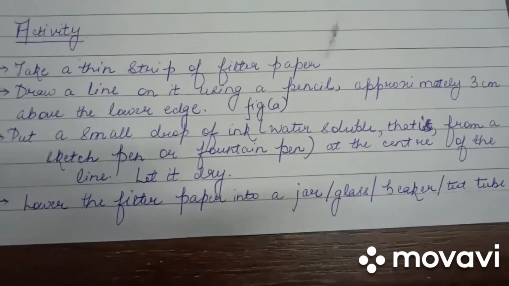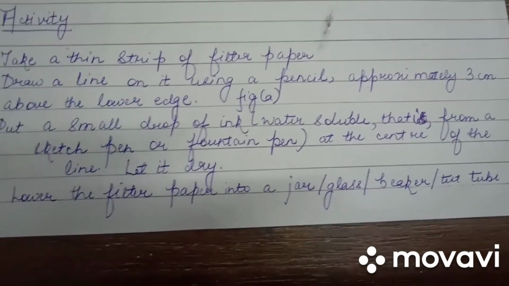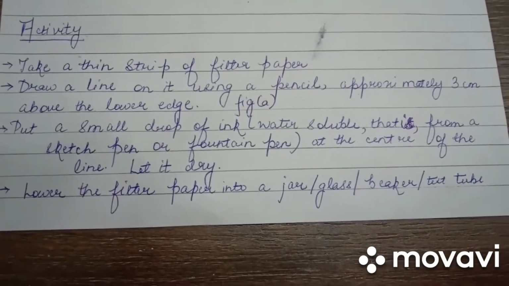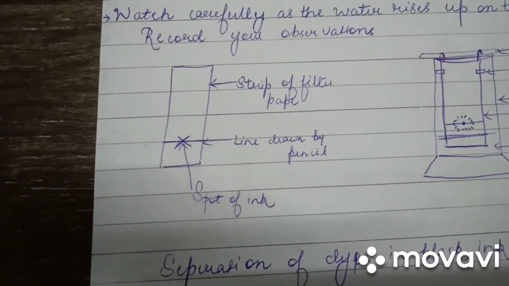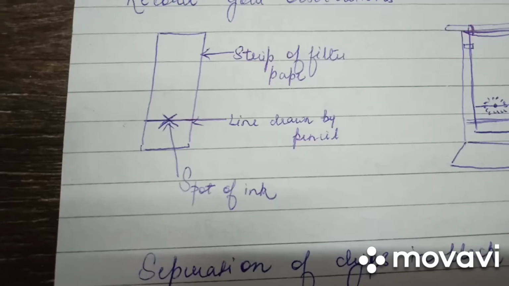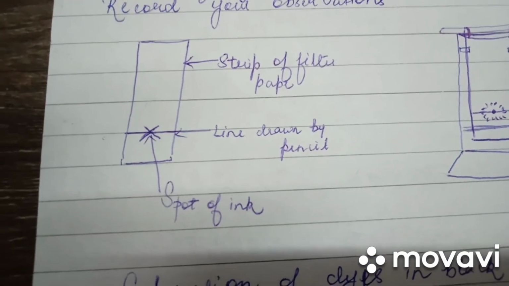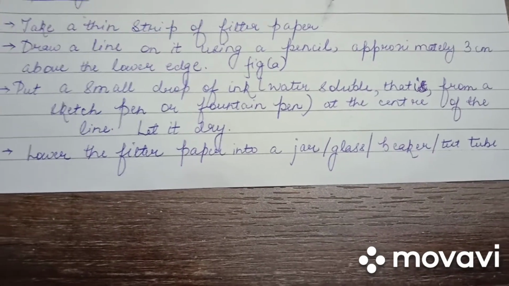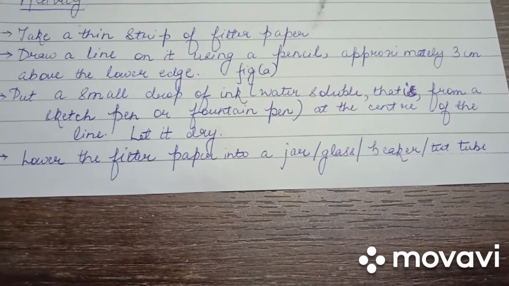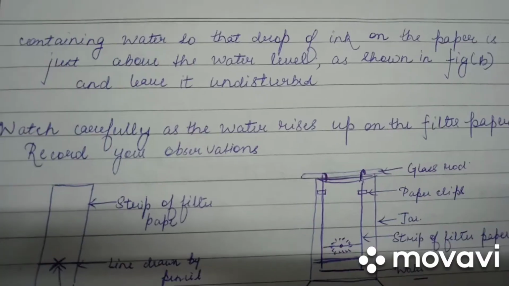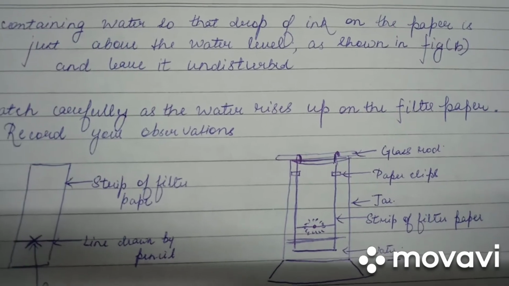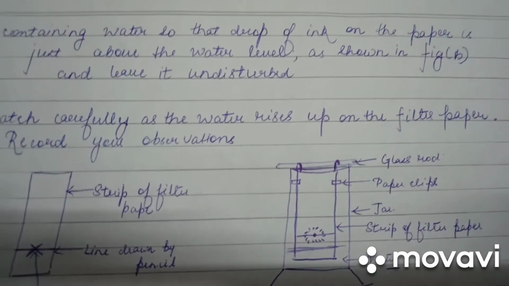Put a small drop of ink, which is water soluble, that is from a sketch pen or fountain pen, at the center of the line and let it dry. Here in this figure, we can see the cross which shows the drop of ink on the filter paper. Now further, lower the filter paper into a jar, glass or a beaker or a test tube containing water so that the drop of ink on the paper is just above the water level as shown in figure B, and leave it undisturbed.